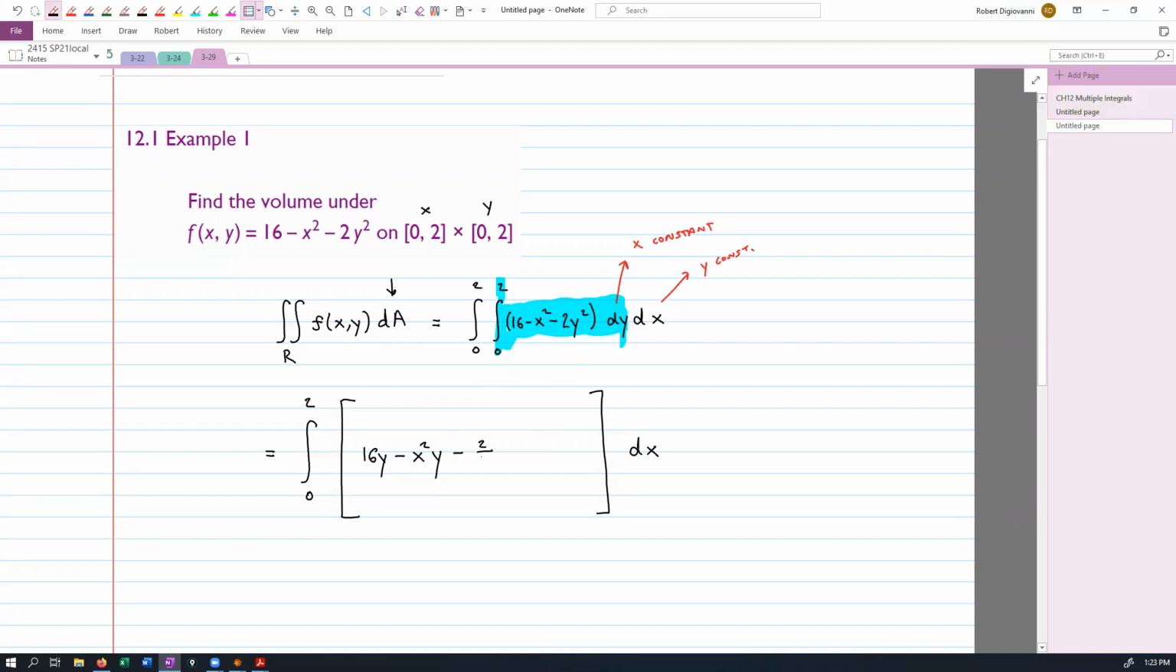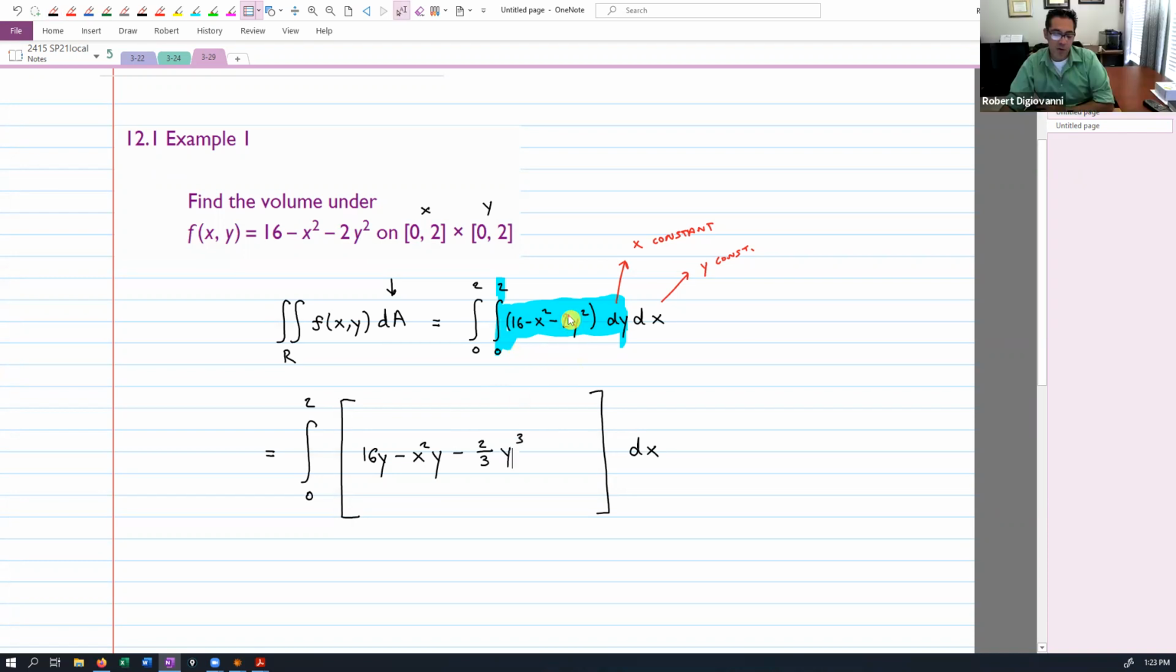Minus 3. Oh, minus 2/3 y cubed, right? Because here we're just using the power rule for antiderivatives. So the fundamental theorem of calculus says that when we're doing an antiderivative, we do the antiderivative of each piece, right? Boom, boom, boom, got that. And then we're supposed to put this evaluation bar here, right? And those are where we put our limits of integration, right?